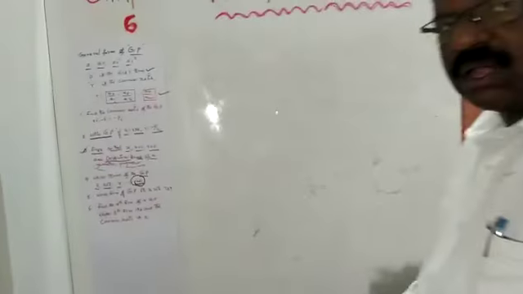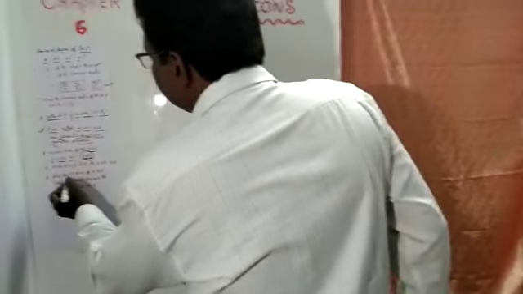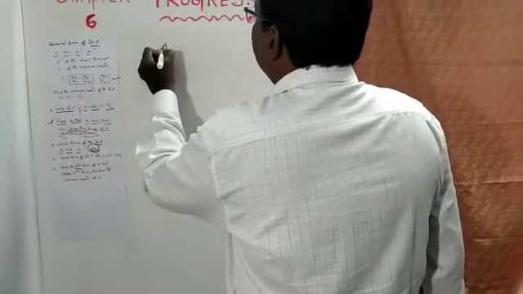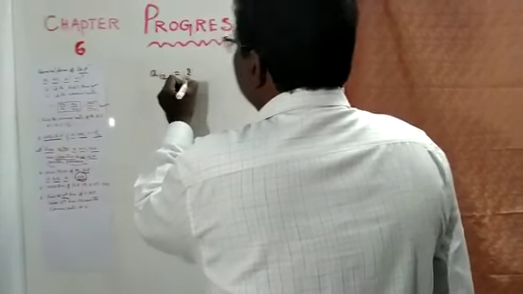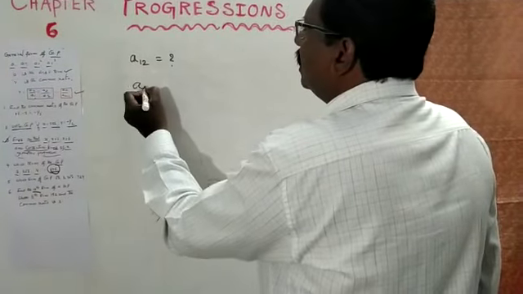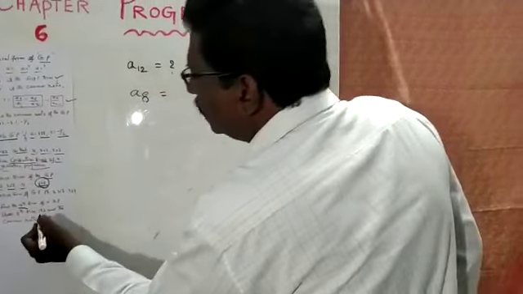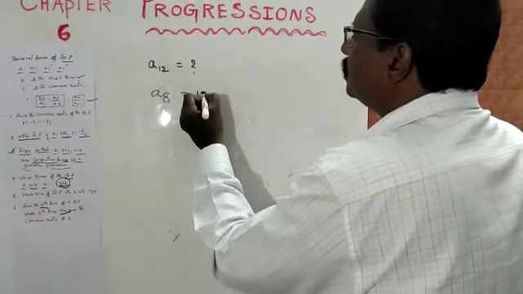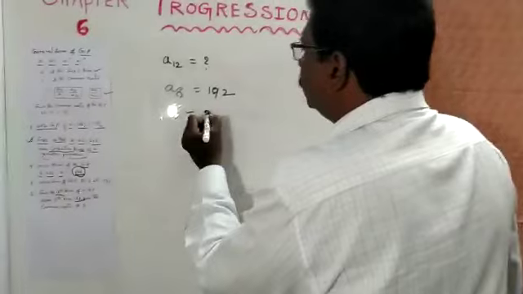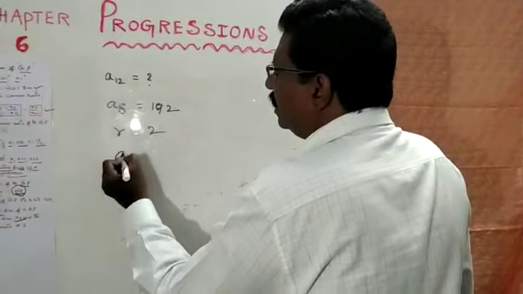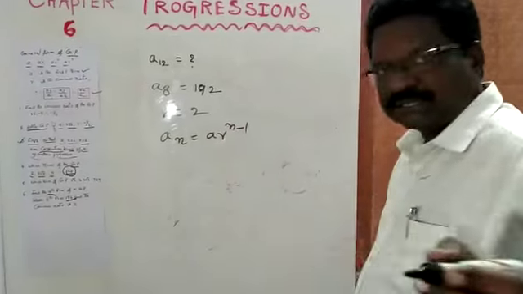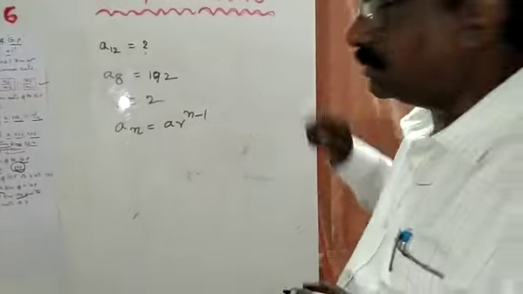So you have to read the problem one or two times. First, you find the 12th term. So, for example, a12 is equal to question mark. Then which term did he give? Eighth term. So then you have to write a8 is equal to how much he gave? 192, and r is equal to 2. So then you have to write an is equal to a into r to the power n minus 1.